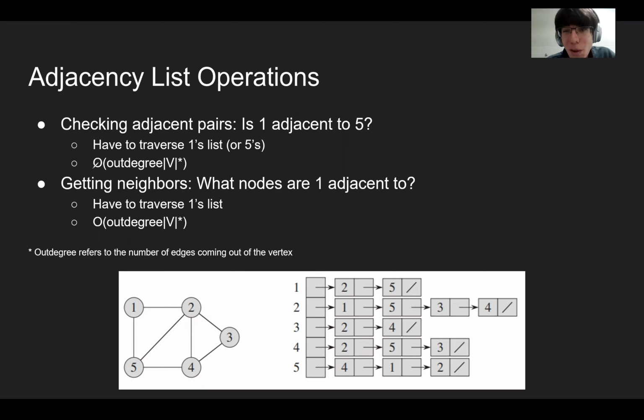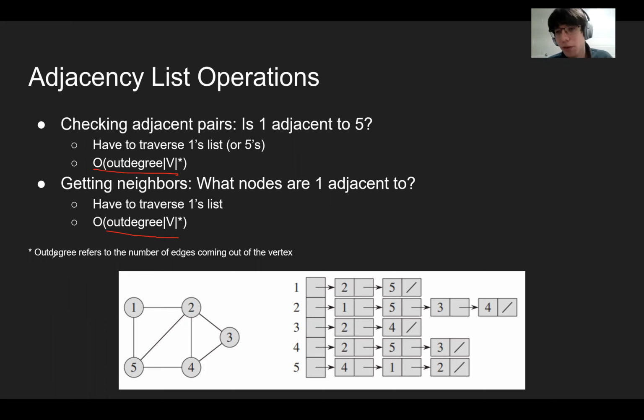And so the number of things you're going to have to check is the out degree of 1. It's the number of things that are connected to 1. So that's our time complexity. So getting neighbors, what nodes 1 is adjacent to, you have to traverse all of 1's list. That's why it's similar to adjacent pairs, it's still out degree.